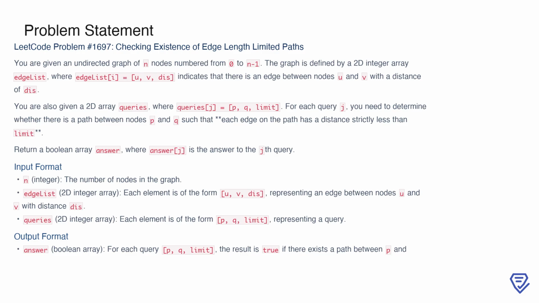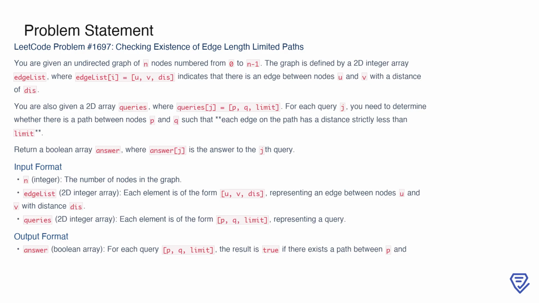Let's dive in. This problem involves working with an undirected graph that consists of n nodes numbered from 0 to n-1. The structure of the graph is defined by an array called edgeList, where each entry, u, v, dis, represents an edge connecting nodes u and v with a specific distance dis. Alongside the graph, we are given an array of queries, where each query has the format p, q, limit. For each query, the goal is to determine whether there exists a path between nodes p and q such that every edge along the path has a distance strictly less than the given limit.